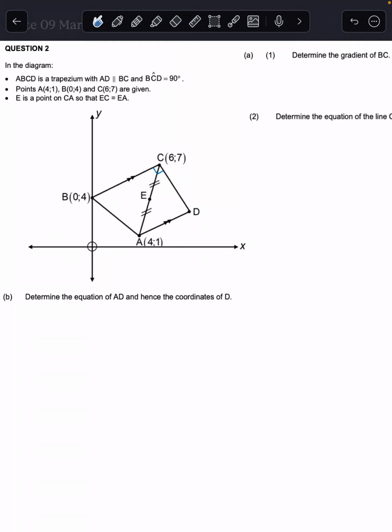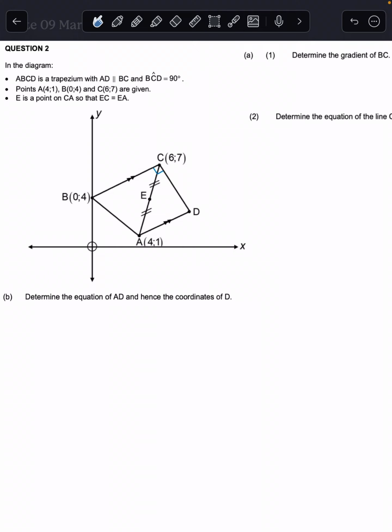Right, and then the points A(4;1), B(0;4), and C(6;7) are given. E is a point on CA, so that EC is equal to EA, so E is the midpoint of AC. Right, first thing you're asked is to determine the gradient of BC.